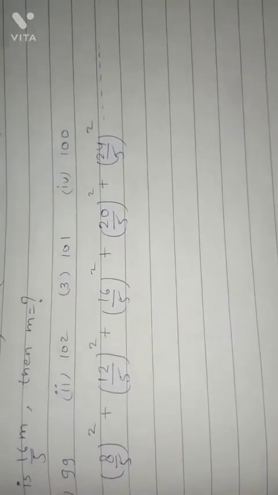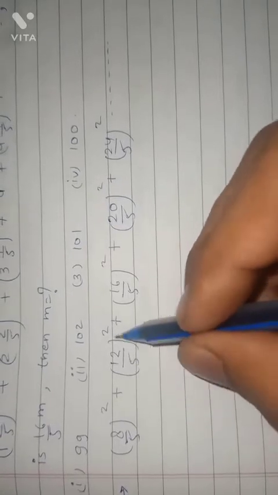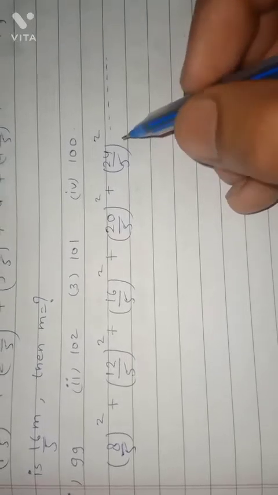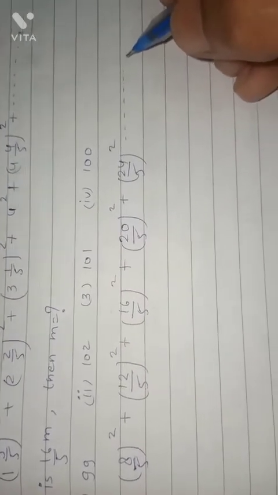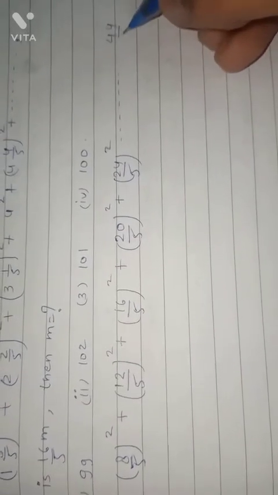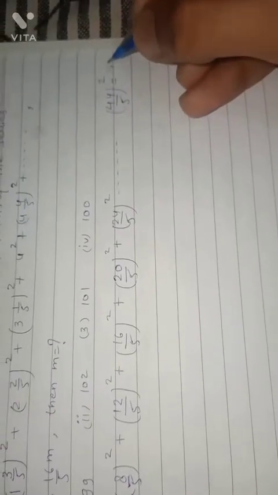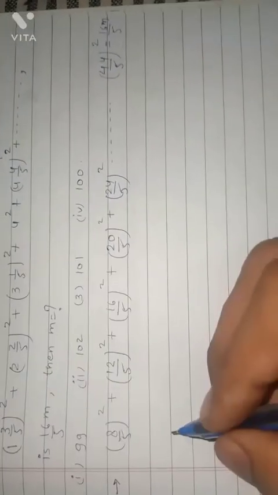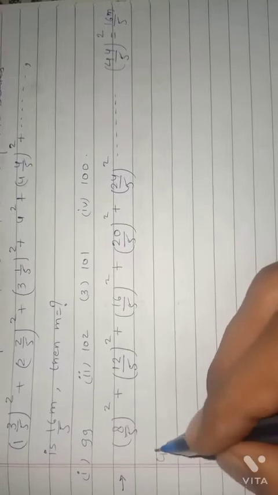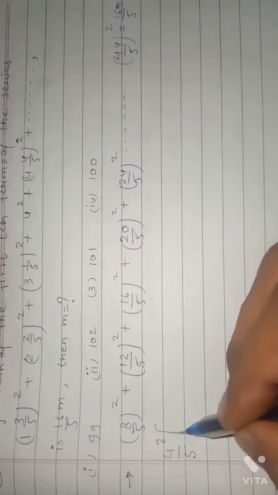By solving the mixed fraction we get the first term as 8 by 5, then 12 by 5 whole square, 16 by 5 whole square, 20 by 5 whole square, 24 by 5 whole square, and we are guessing that the 10th term of this series is 44 by 5 whole square, and the sum of all the terms is 16m by 5.